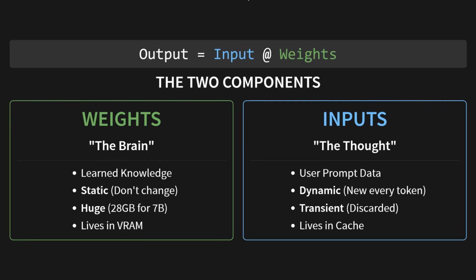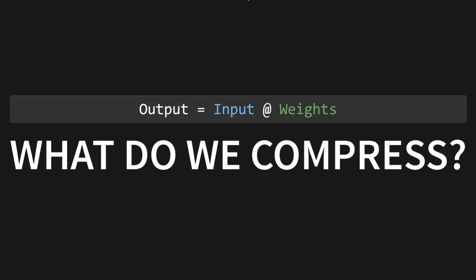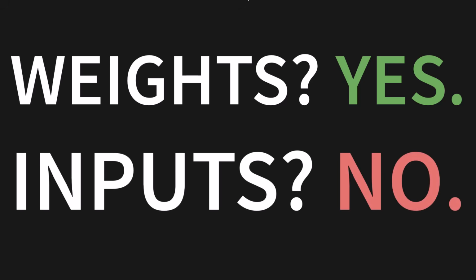So, looking at this formula again, output equals input at weights. What do we compress? We have a choice to make. Do we compress the weights? Yes, absolutely. Do we compress the inputs? No, we don't. And this comes down to a critical engineering choice.